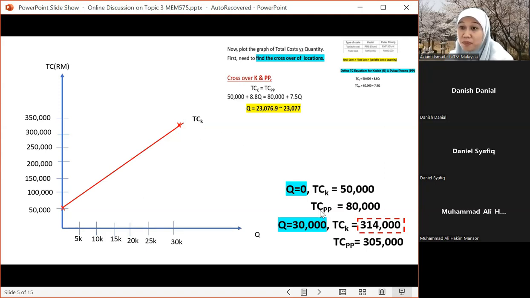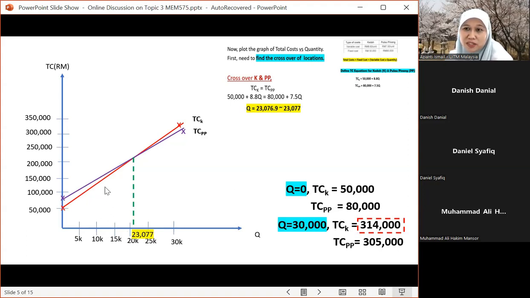Now we're going to do TCPP. When Q is 0, TCPP is 80K, so 0 is going to be 80K somewhere here. And then when Q is 30,000, we plug in here, we know that it's about 305. So 305 is about here. Okay, so then we have two plots, and we make a straight line using a ruler and you get TCPP. So you know that this is the crossover that you already found here, 23, approximately about there, 23,077. Okay, you have to put this here.